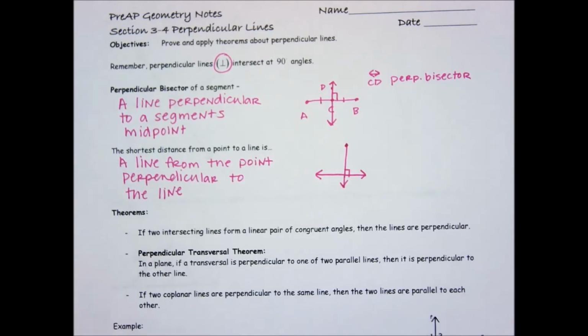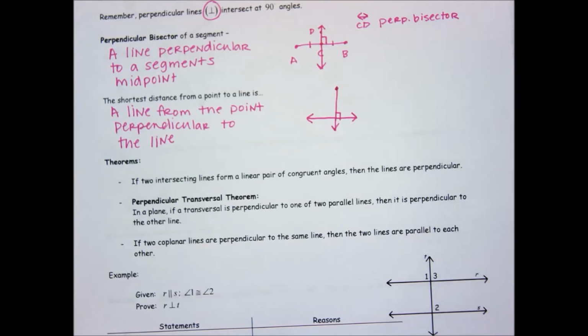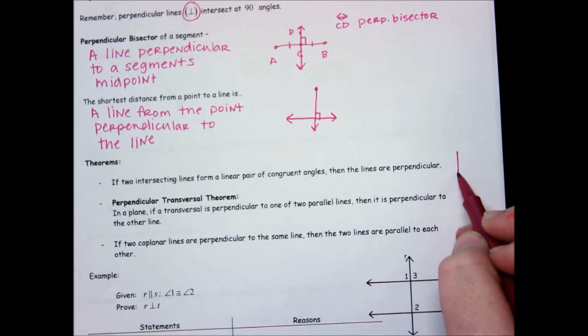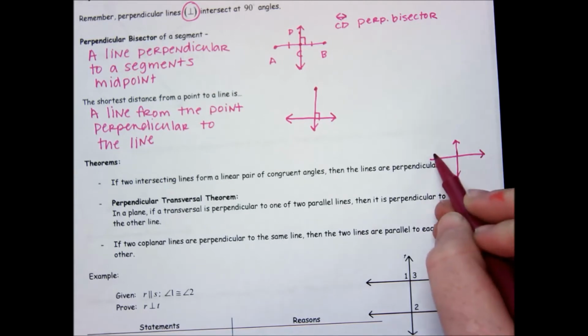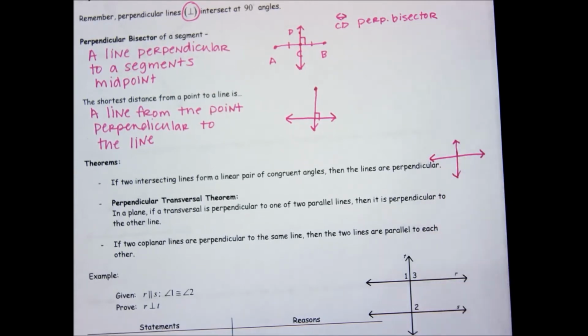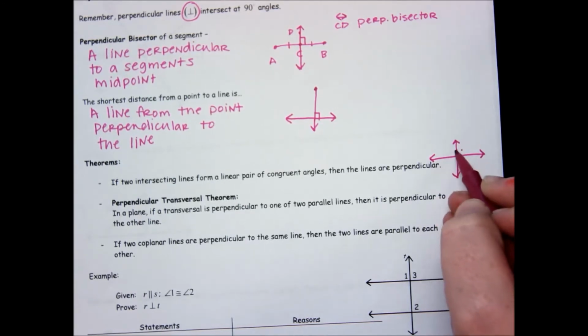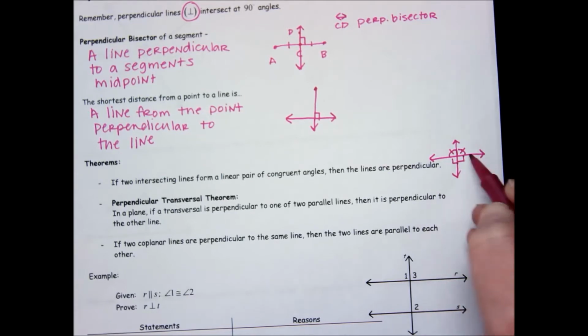So there are three different theorems that we're talking about today. The first theorem says if two intersecting lines form a linear pair of congruent angles, then the lines are perpendicular. So basically what that looks like is if I have two lines that are intersecting, I know that two lines intersecting form a linear pair because this one plus this one is 180 degrees. So if these two angles are congruent to each other, then I know that these lines are perpendicular. They form 90-degree angles. So these angles would be 90 degrees.